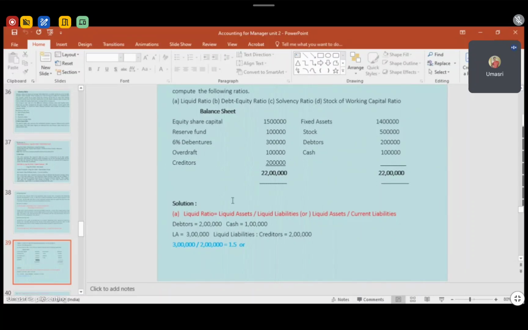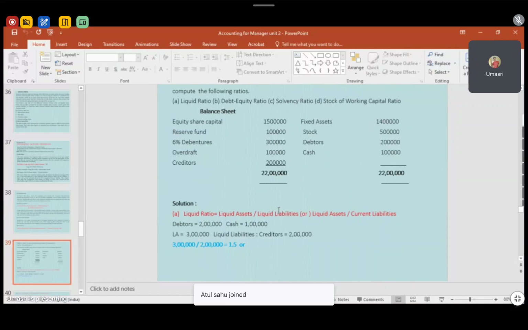So first let us see where the balance sheet is given. You are required to calculate liquid ratio, debt equity ratio, solvency ratio, stock to working capital ratio. Only these ratios are asked, right? So what is liquid ratio? Liquid ratio means liquid assets divided by liquid liability. Either you can take liquid liability or current liability. Liquid asset means out of current asset, you have to eliminate stock and prepaid expenses. That is called liquid asset.